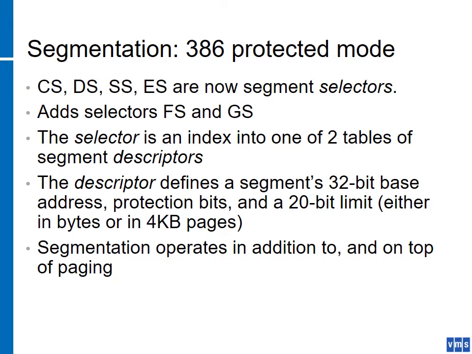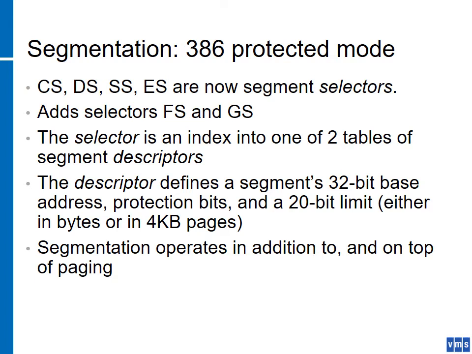So when we get to 386 protected mode, CS, DS, SS, and ES are no longer segment registers. They're now segment selectors. We now have a 32-bit address space, and we have 32-bit registers. So in theory, you could address the entire address space using a single register. And in fact, that's what most programmers do. That's what most operating systems do. They don't use this segmentation. They treat the entire address space as one flat address space.